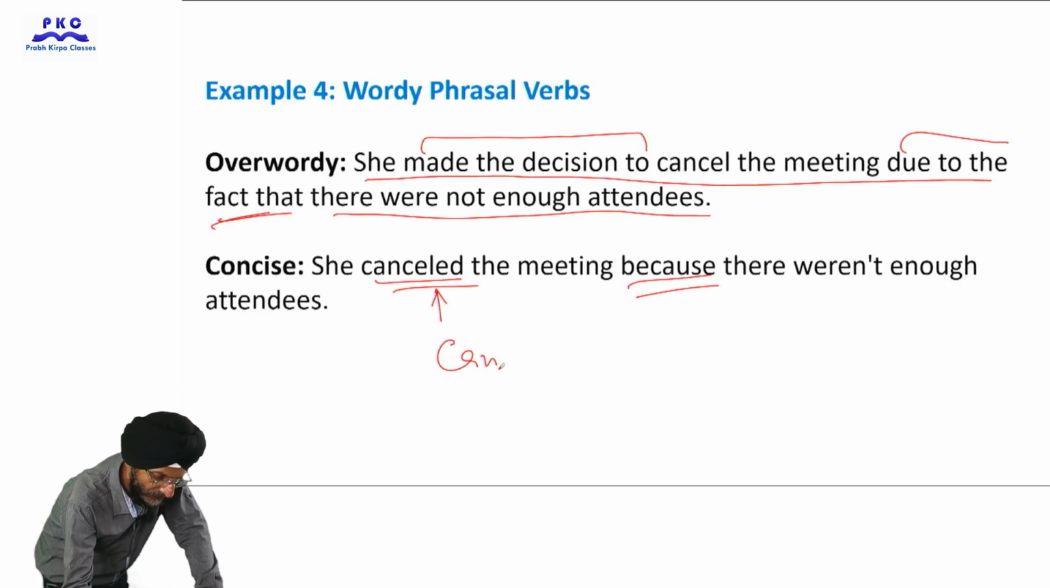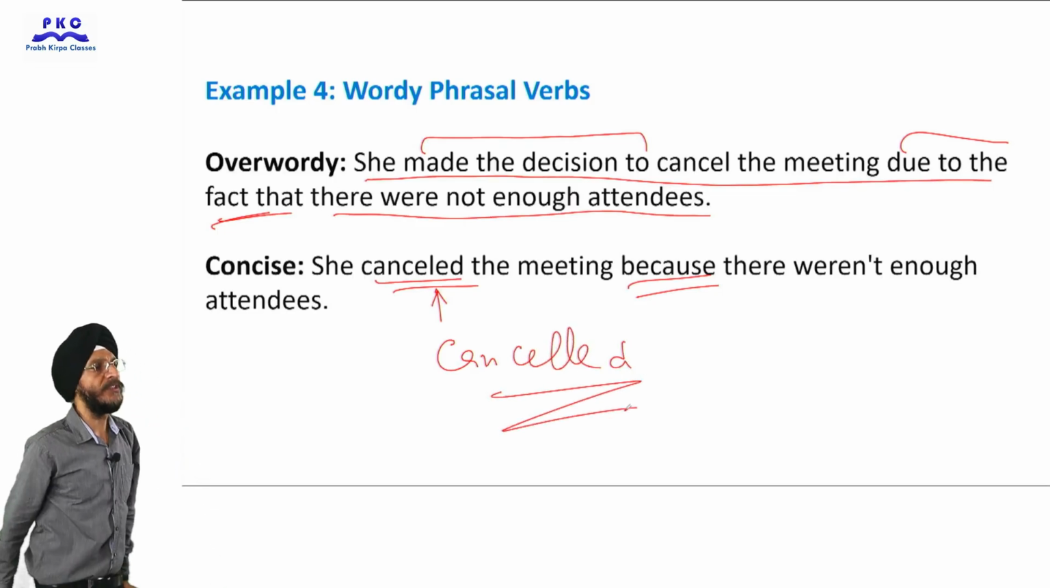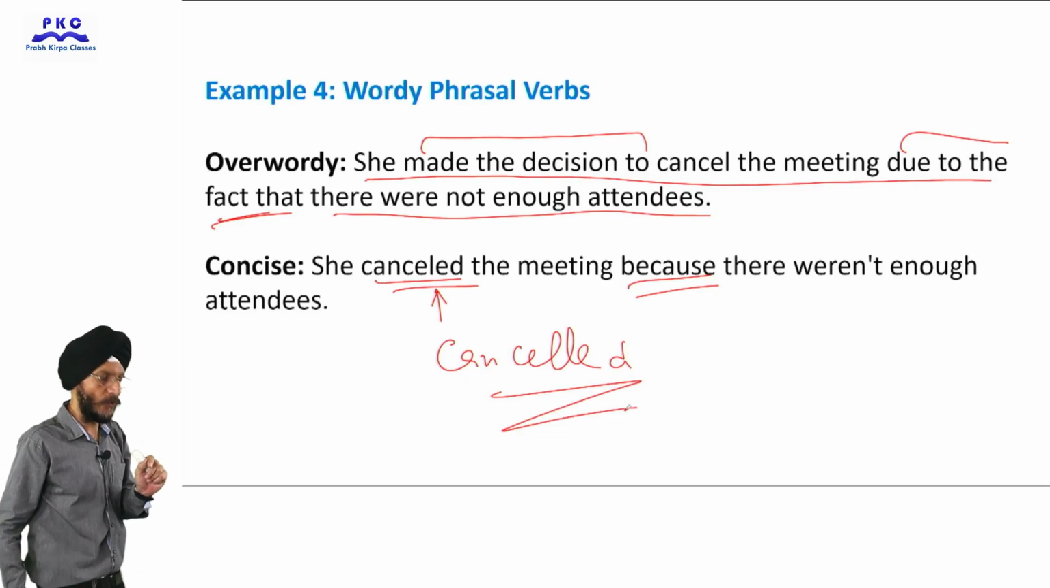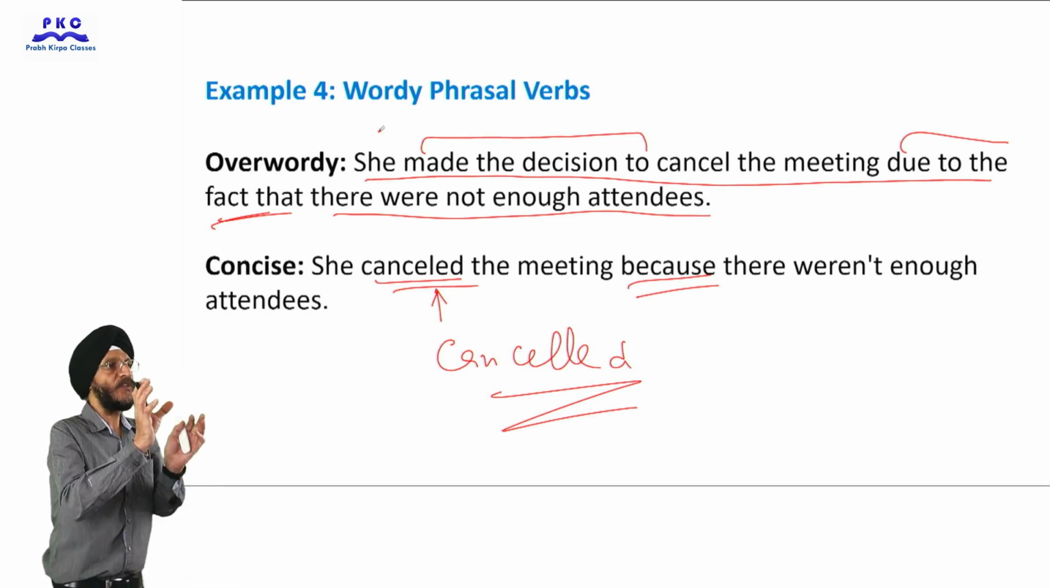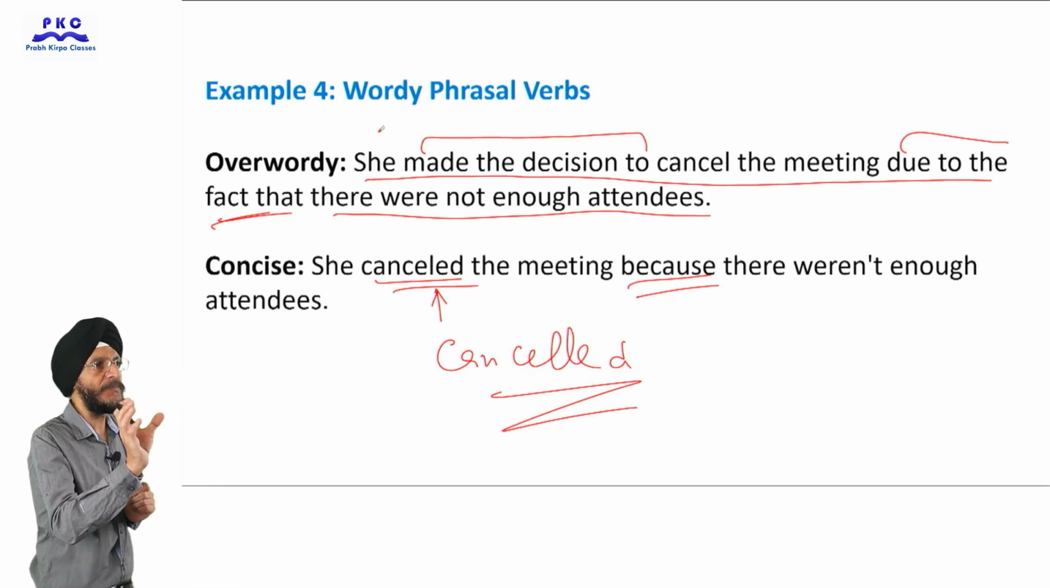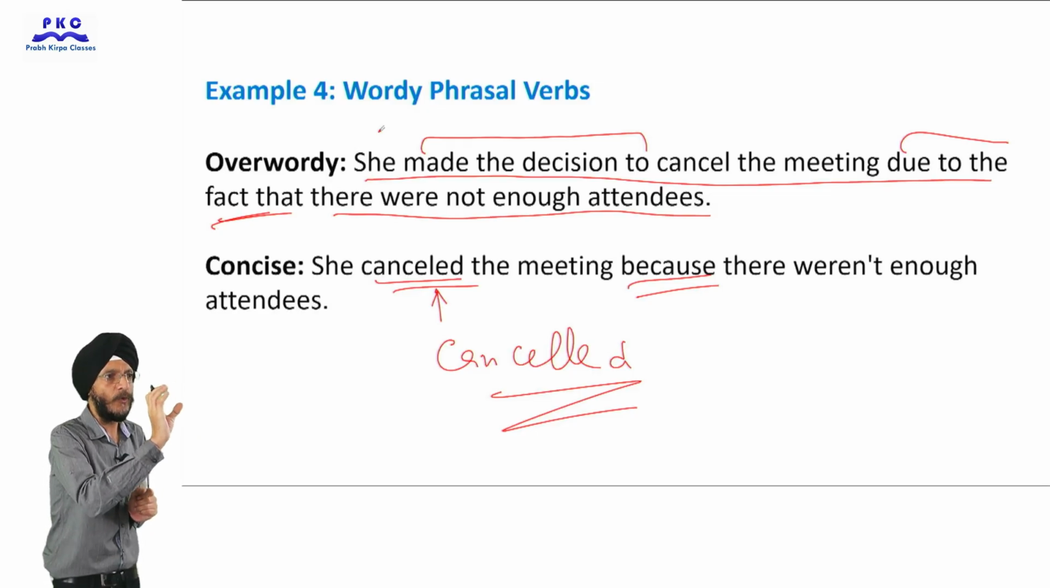In the case of British English, we have to use cancelled with a double L. It is okay. So instead of making use of wordy phrasal verbs, we should write concisely.